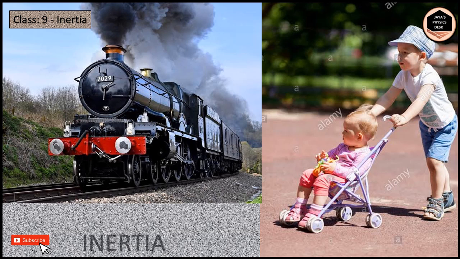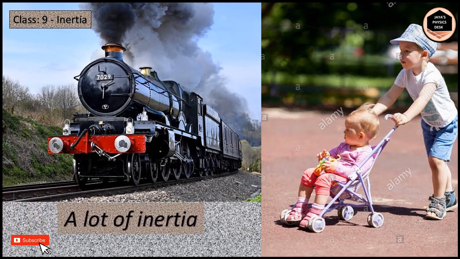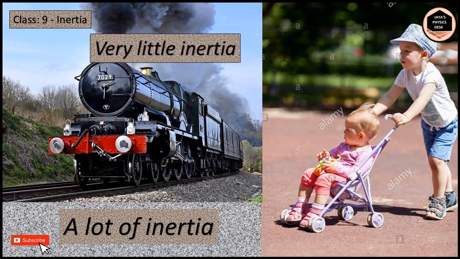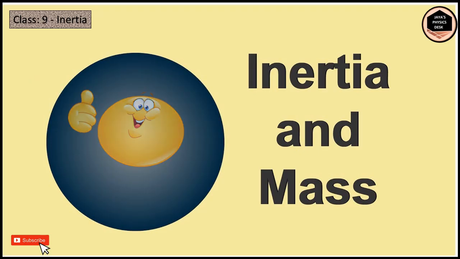Which has more inertia, a train or a baby carriage? In comparison to the baby carriage, the train has a much lesser tendency to change its state of motion. We can say that the train has more inertia than the baby carriage. Therefore, inertia is related to mass. Inertia is directly proportional to the mass. A heavy object will have more inertia than a lighter one.